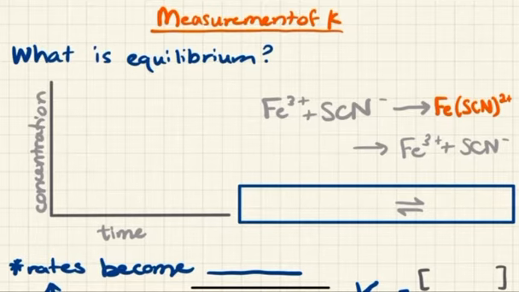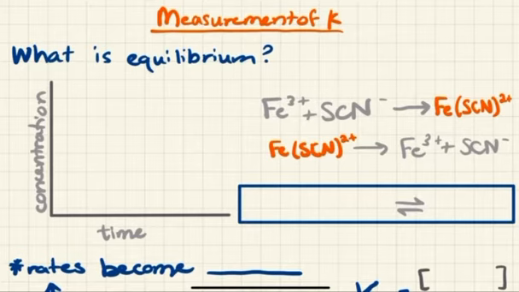So in reality, some of the product that we are forming actually gets converted back into the reactants. And so we can actually write the reverse reaction because this also has some relevance at the same time, the complex breaking apart to form the ions. So both of these reactions are happening at the same time.